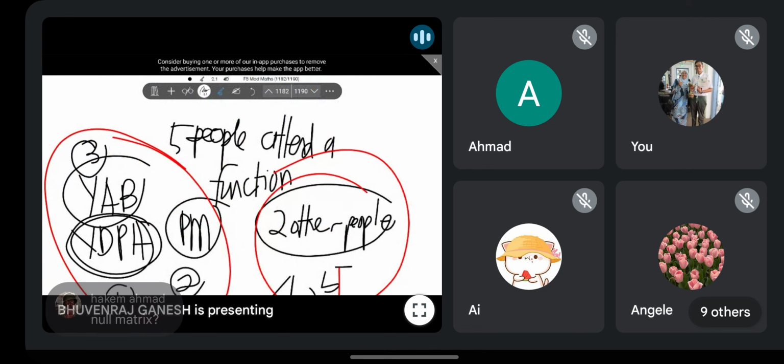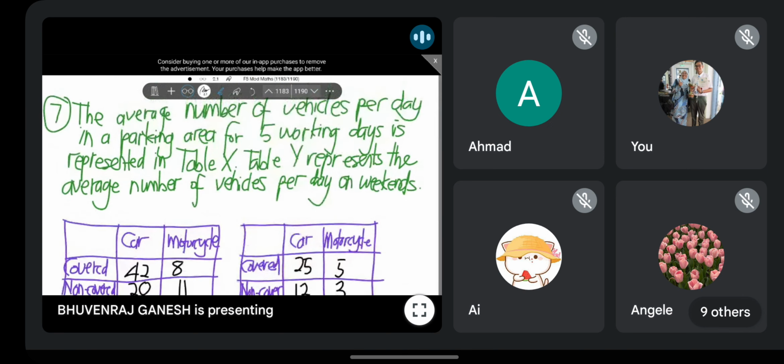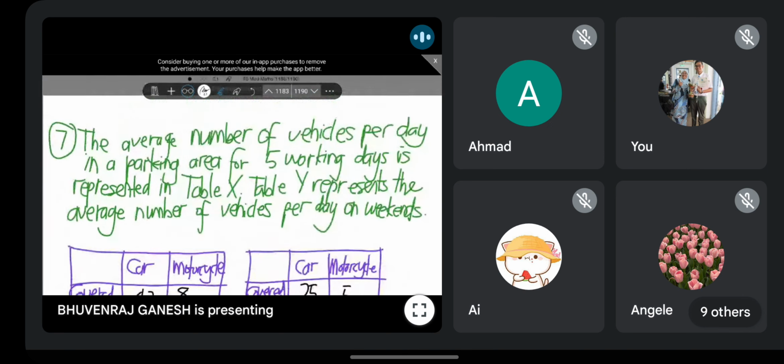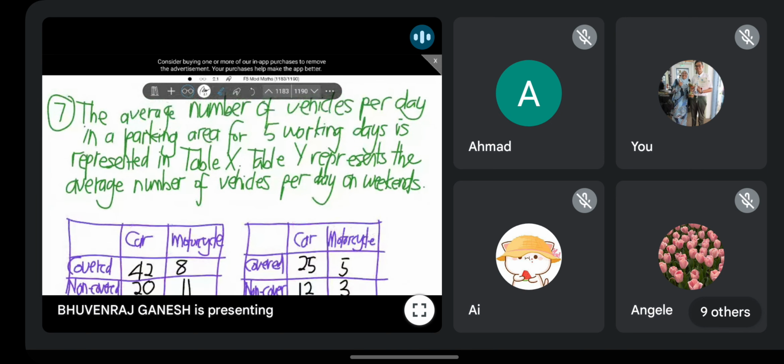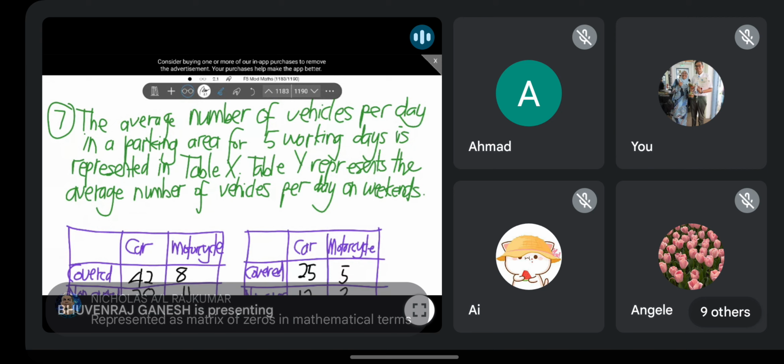So this is number 6. Yes, if you want to use a more professional term, it is null matrix lah, the one that is blank. Yes. Okay. So next one, guys. So next one, we're going to apply a bit on the matrix part.